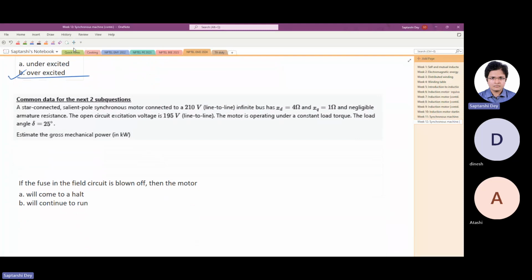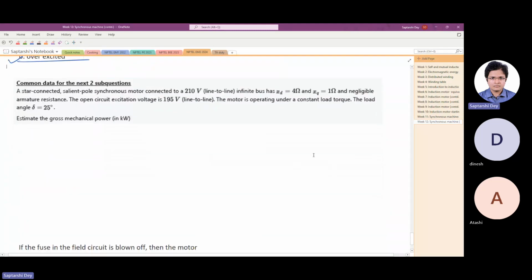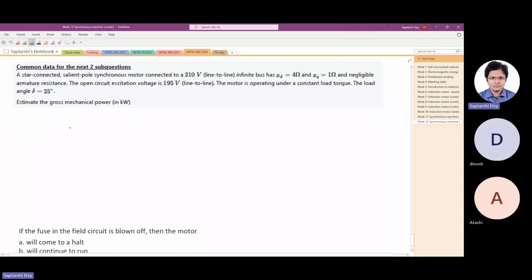Last question. It's the only question about the salient pole synchronous machine. We had a lot of discussion about the salient pole synchronous machine. It can give you both types of torques simultaneously. This derivation you will get in the lecture. I'm just writing it down.